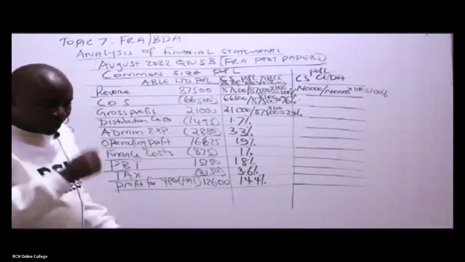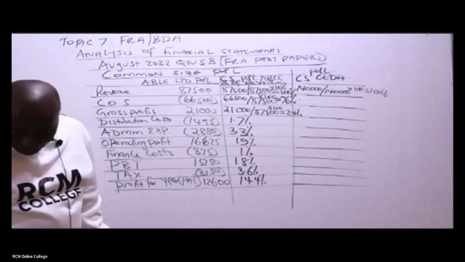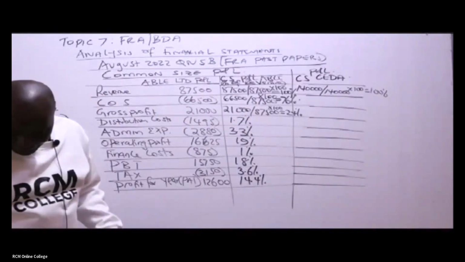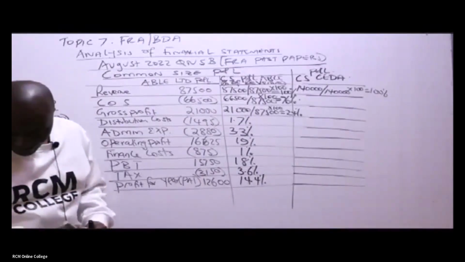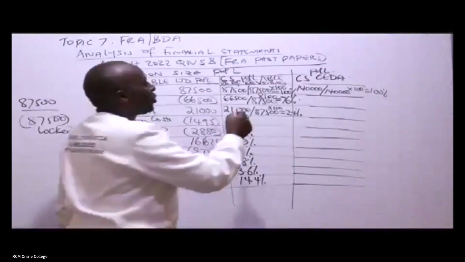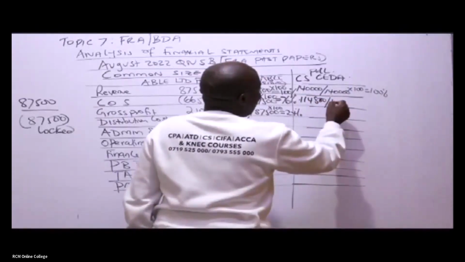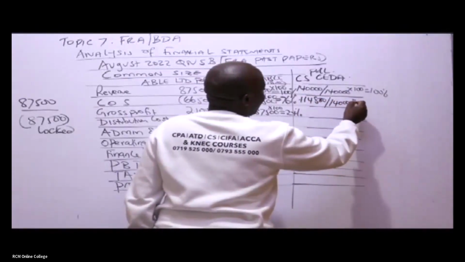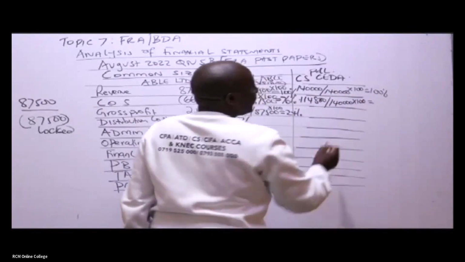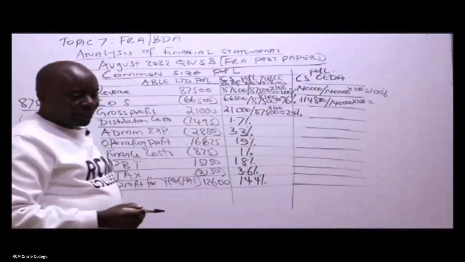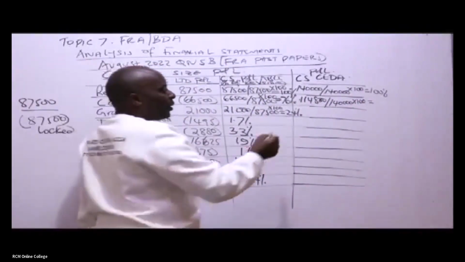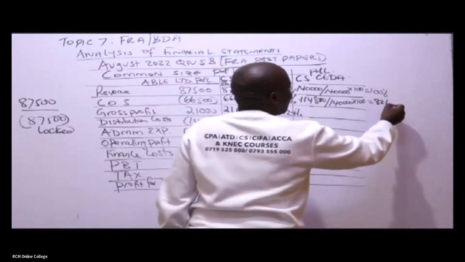So Farrell, I don't know where you got 82 from, or are you giving me the second one? Yeah, the second one, I can see the cost of sales, 114,800. So 114,800 divided by 140,000 times 100. That is 82%. Thank you so much.